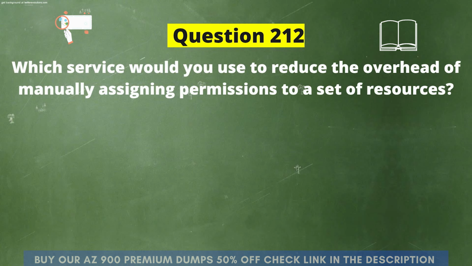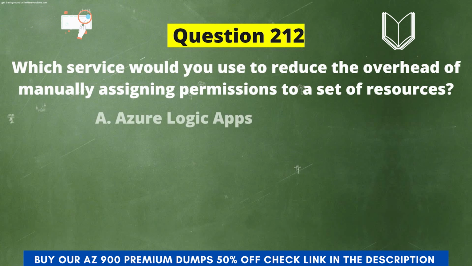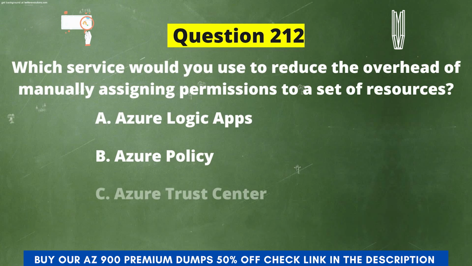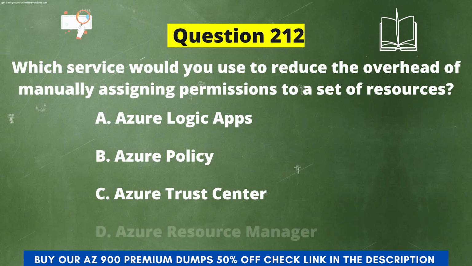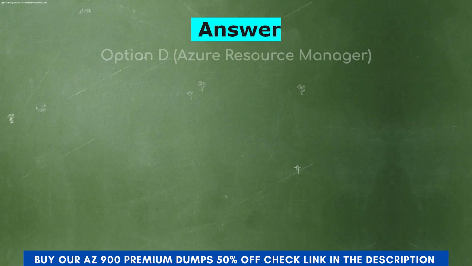Question 212. Which service would you use to reduce the overhead of manually assigning permissions to a set of resources? And the options are A. Azure Logic Apps, B. Azure Policy, C. Azure Trust Center, D. Azure Resource Manager. And the correct answer is option D.